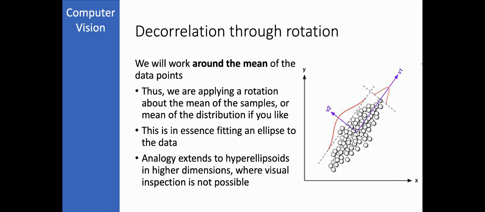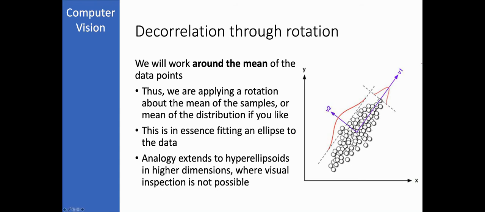We will obviously work only around the mean of the data points. Thus, we will demean the data points and create a coordinate system whose origin sits right at the center of the samples. Thus, we're applying a rotation about the mean of the samples, or if you like, the mean of the distribution. And this is, in essence, fitting an ellipse to the data.